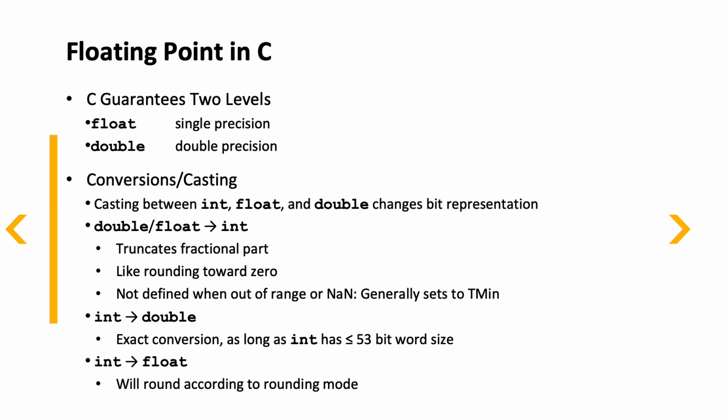When we go from int to double, it's going to be an exact conversion as long as the int has less than or equal to a 53-bit word size. If we get up into some kind of integer representation that has a big old 64-bit word size, that can get a little iffy. But as long as we're less than 53, and usually we're talking around the realm of 32-bit, we can do an exact conversion. So the value of the double will end up being the same as the value of the integer that we're casting from. Now, when we go from an int to a float, we're going to round according to the rounding mode that we have implemented in the system or in the compiler.